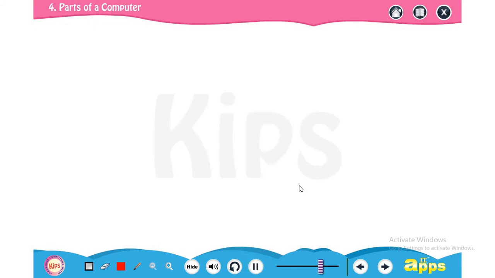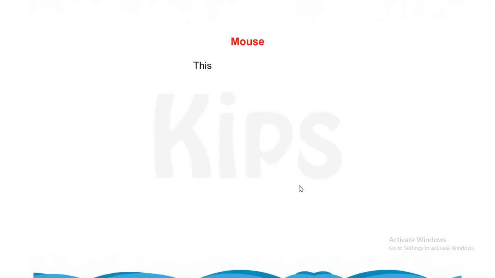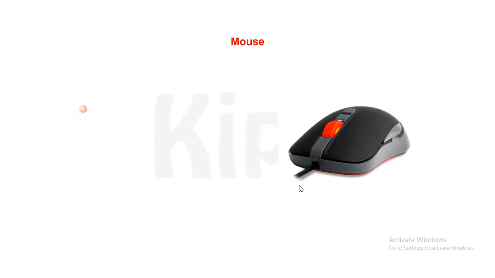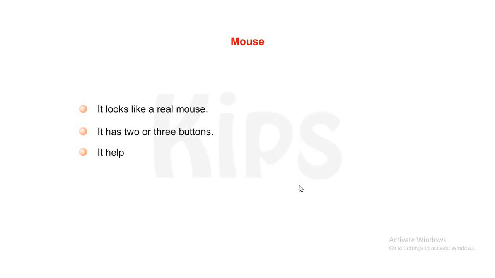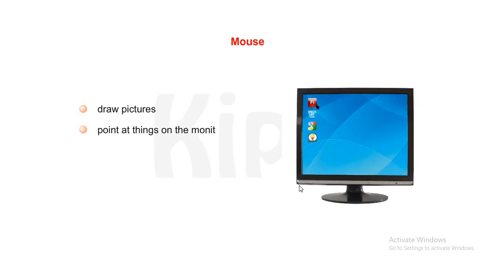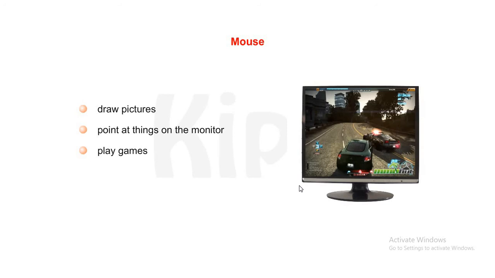Now, let us talk about the mouse. This is a computer mouse. It looks like a real mouse. It has 2 or 3 buttons. It helps us to draw pictures, point at things on the monitor, and play games.